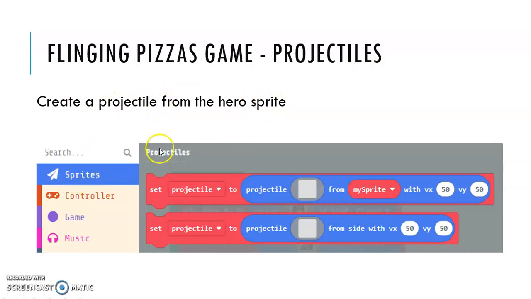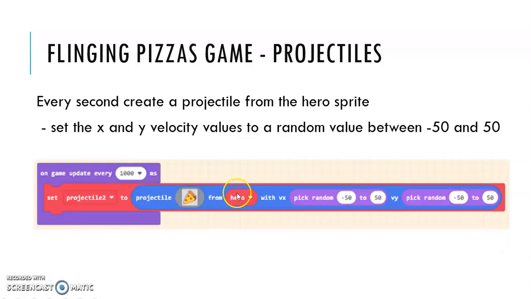So if we go to sprites under projectiles, there are two different kinds of projectile that we can create. We can create a projectile from a particular sprite, or we can set a projectile from the side. Now in our case, we're going to set a projectile from the hero sprite. And once we do that, so here we're going to set projectile to projectile pizza from hero, and we're going to give it a velocity.